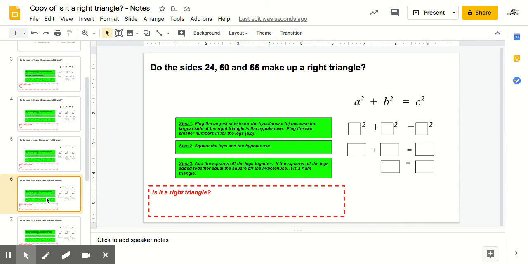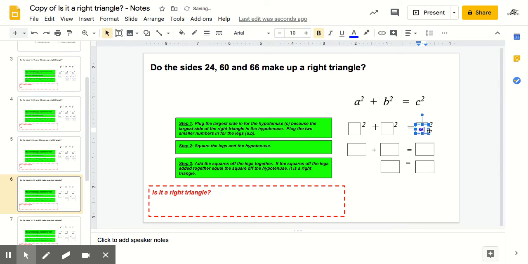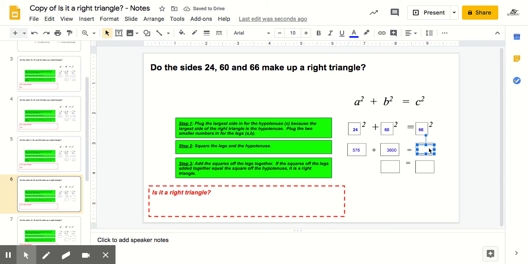Do the sides 24, 60, and 66 make up a right triangle? Again, first identify which side length is your hypotenuse. We're looking for the biggest side length, which in this case is 66. So I'm going to plug in 66 for C. My two legs are 24 and 60, so I'm going to plug in 24 for A and 60 for B. I now need to square all these numbers. 24 squared is equal to 576, 60 squared is equal to 3,600, and 66 squared is equal to 4,356.